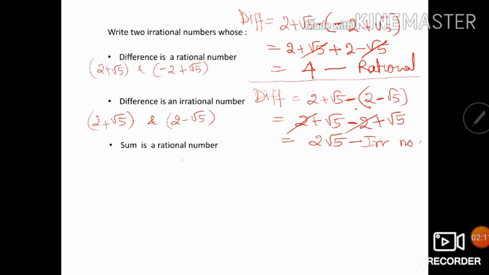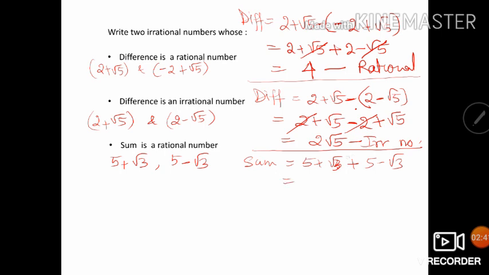Now let's find two numbers such that the sum is a rational number. Two numbers that are irrational. So let's say 5 plus root 3 is one number and 5 minus root 3 is the other number. So the sum will be 5 plus root 3 plus 5 minus root 3. Root 3 minus root 3 becomes 0 and 5 plus 5 will give you 10. So this number is a rational number.